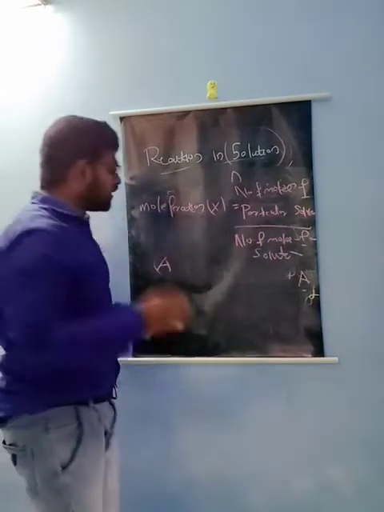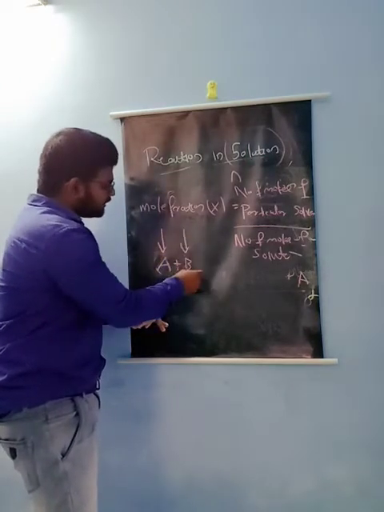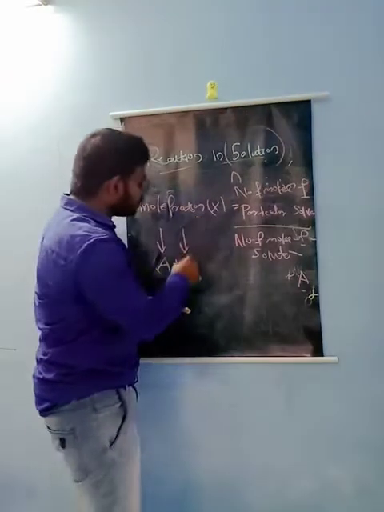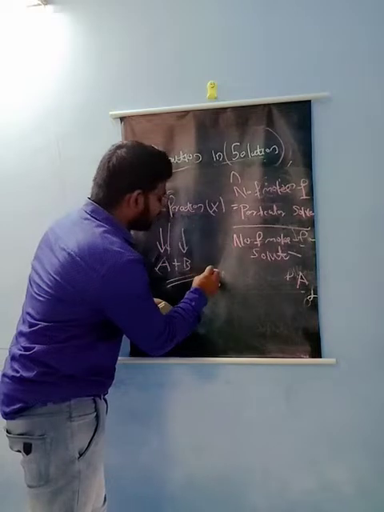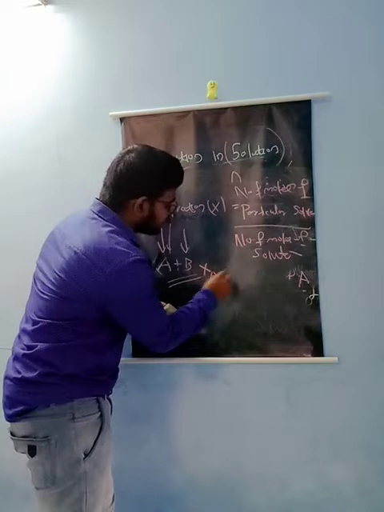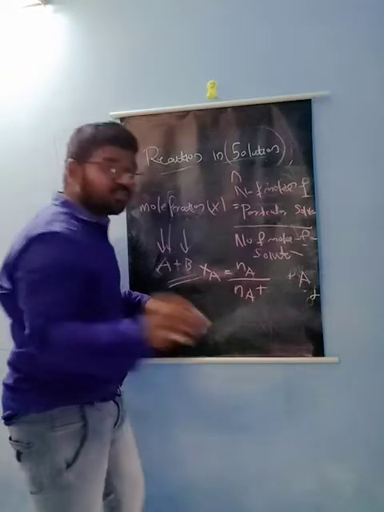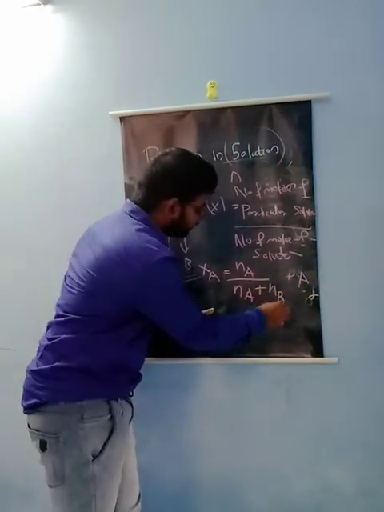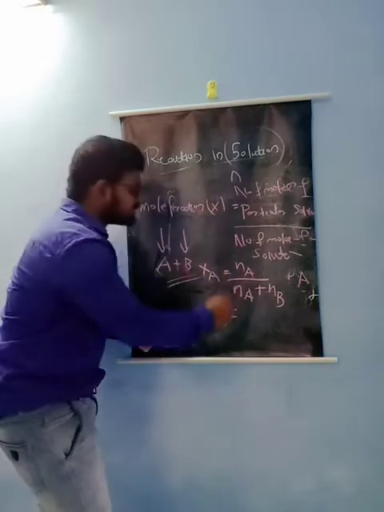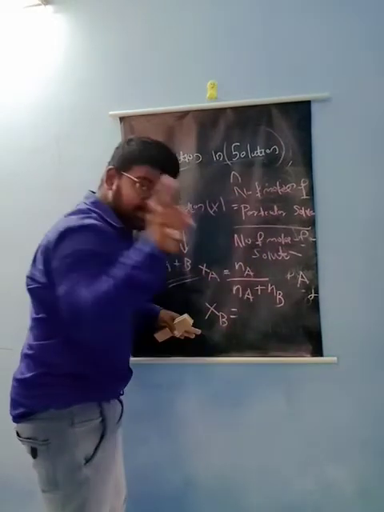This equation can be simplified as follows. If we have A and B added into the solvent, and we have to calculate the mole fraction of A, denoted X, then XA is equal to the number of moles of A divided by the number of moles of solution, meaning the number of moles of A plus the number of moles of B. In the same way, if we have to calculate the mole fraction of B, the particular component here is B.